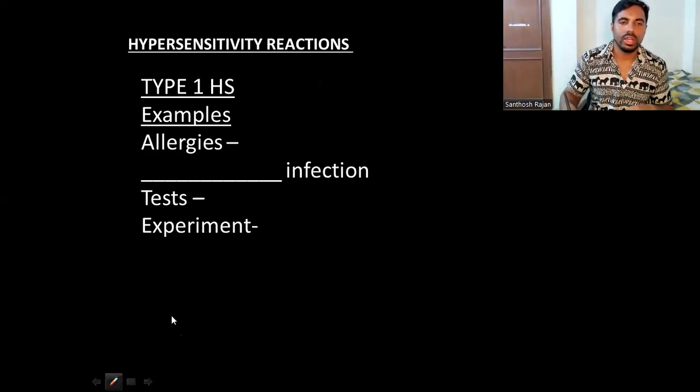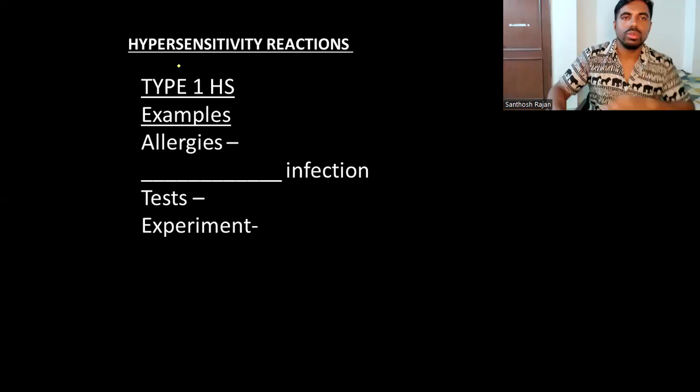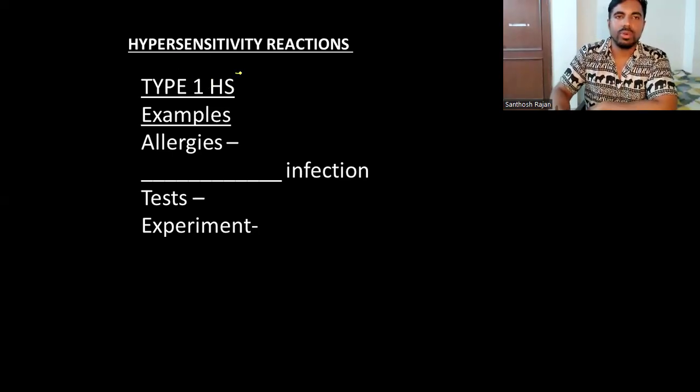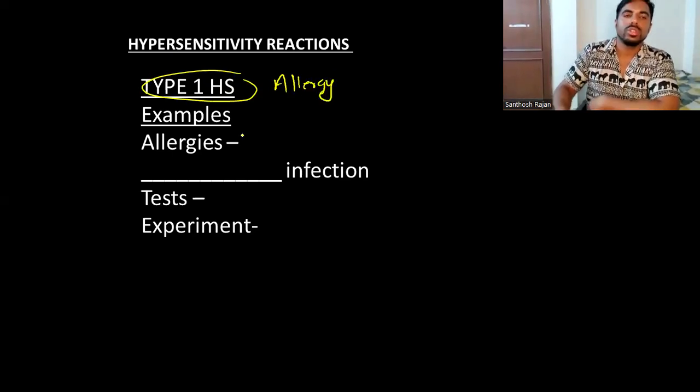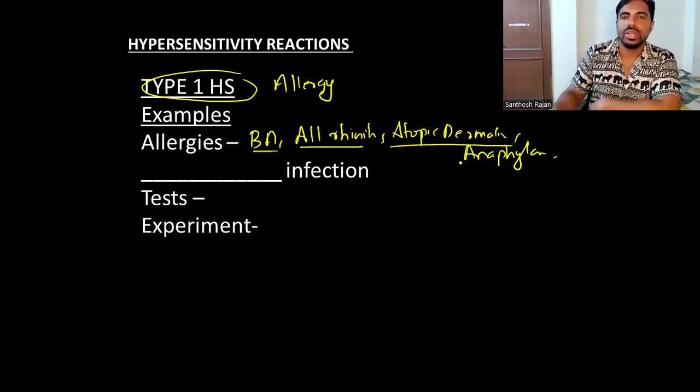Almost we're coming to the end now. Now you will really enjoy this topic. You know this one. Hypersensitivity reaction, allergic reaction. Type 1 is any allergic or atopic hypersensitivity. So allergies, you can say bronchial asthma, allergic rhinitis, atopic dermatitis, anaphylactic reaction, anaphylaxis. All these allergies will come here only. Remember that.